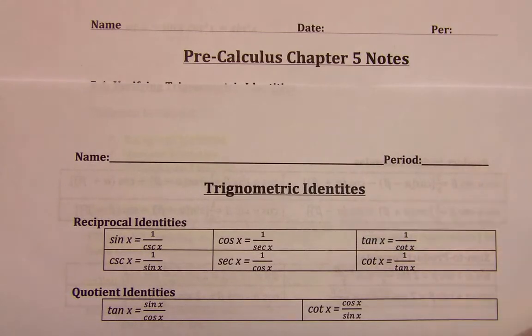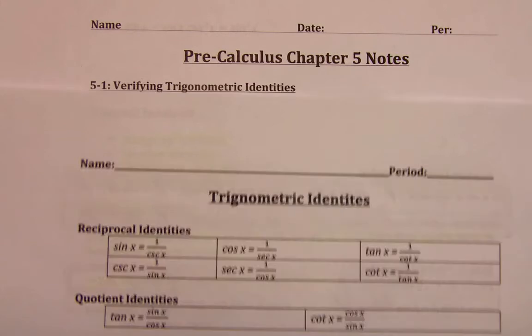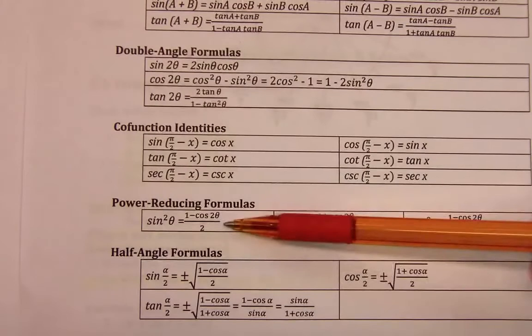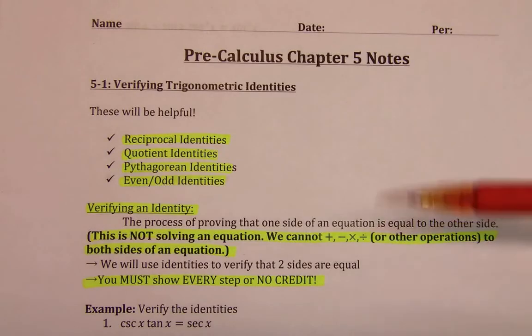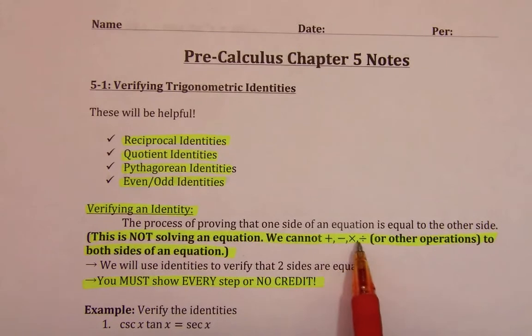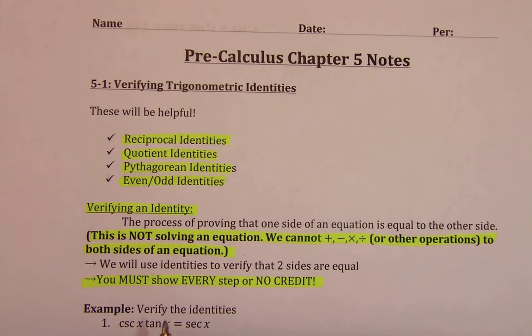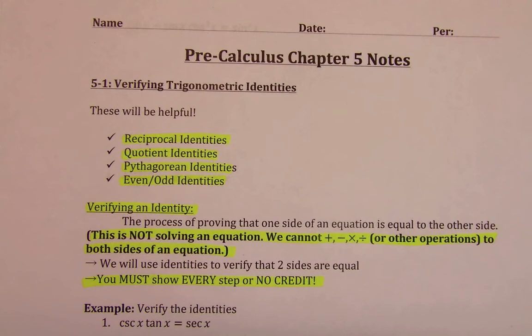So these identities we're going to be using, and some of them, as we learn newer and newer identities, we're going to be proving these identities are true. Now, proving identities is different than solving. We cannot add, subtract, multiply, or divide anything on each side of the equation. We can't square root each side of the equation. We can't square both sides of the equation. We can't do any of those things. The only thing we can really do is substitute and simplify.